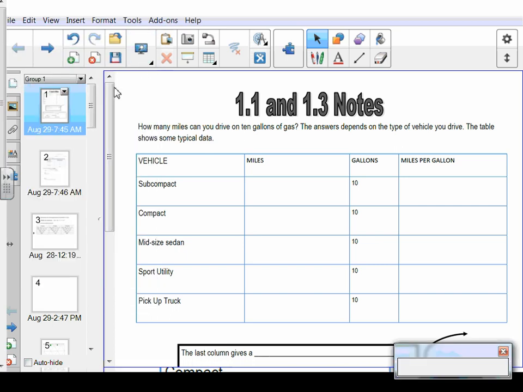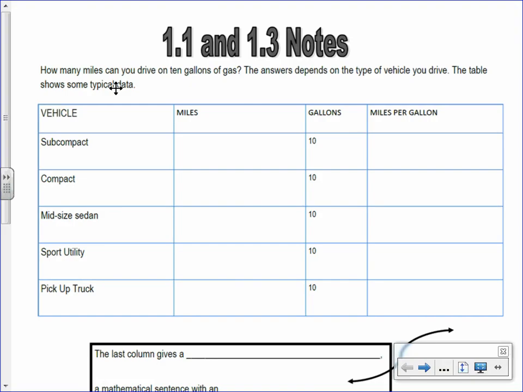Today we're going to look at 1.1 and 1.3 notes, and this will deal with variables and how to write equations using variables and the difference between expression and equation. So first we're going to look at how many miles you can drive on 10 gallons of gas.